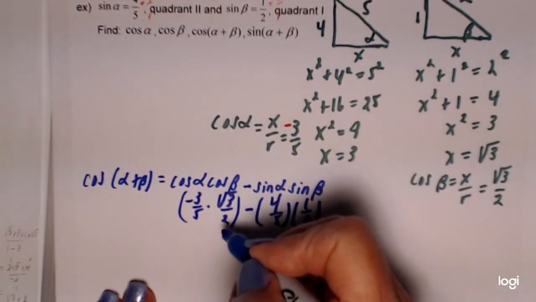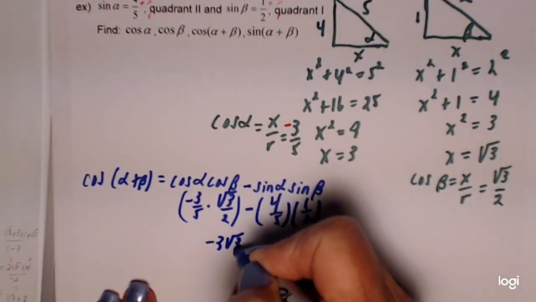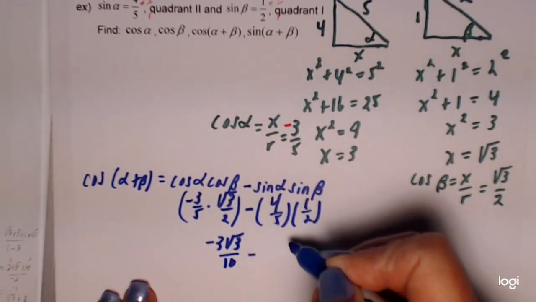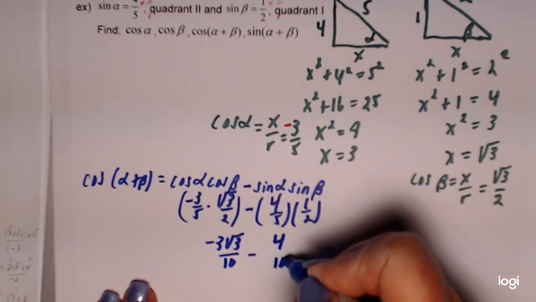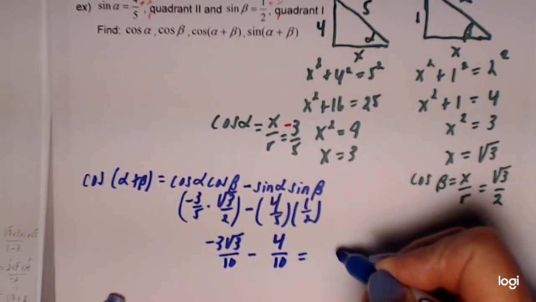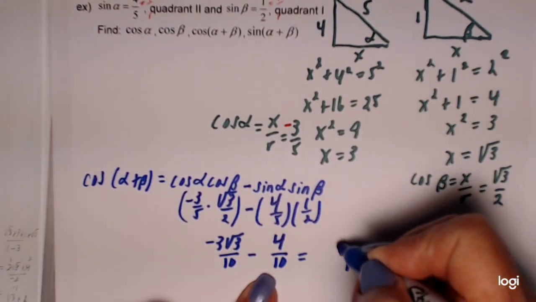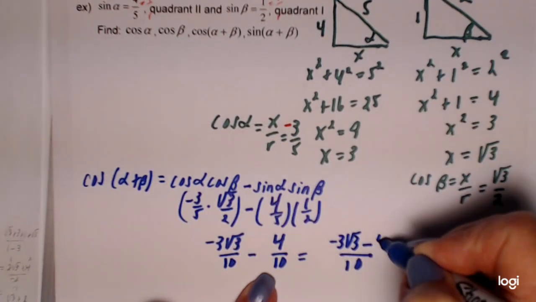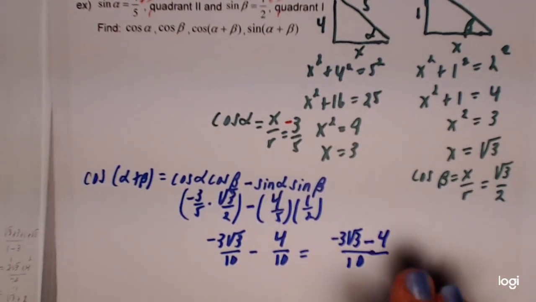And now for the multiplication, negative 3 times square root 3 is negative 3 square root 3. 5 times 2 is 10. And then over here we have 4 times 1, which is 4, and 5 times 2 is 10. Similar to before, the denominators are the same, so we can combine the numerators, and we have negative 3 square root 3 minus 4, all over 10. And that would be our answer for the cosine of adding these two angles.